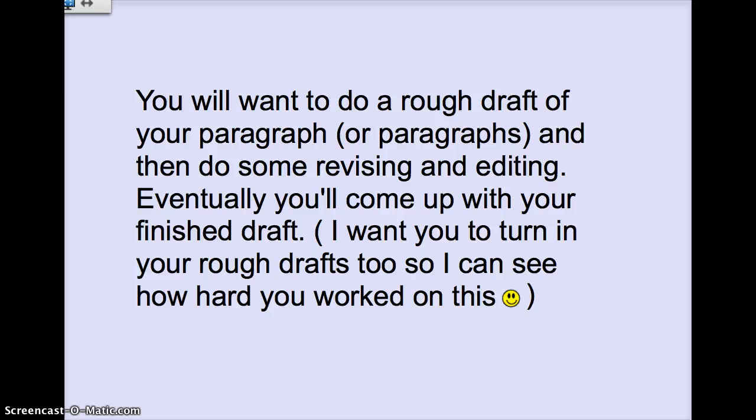When you're writing your paragraph, you'll want to do a rough draft of your paragraph or paragraphs, and then do some revising and editing. Eventually, you'll come up with the finished draft. Just FYI, I want you to turn in those rough drafts too, so I can see how hard you worked on this. I want to see the process your writing went through.